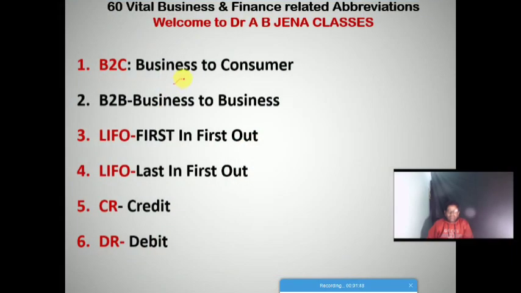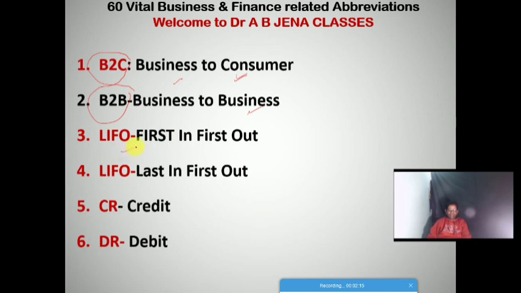So these are the 60 vital business and finance related abbreviations. The first one is B2C. It stands for business to consumer, or business to customer. Then B2B, which is business to business.